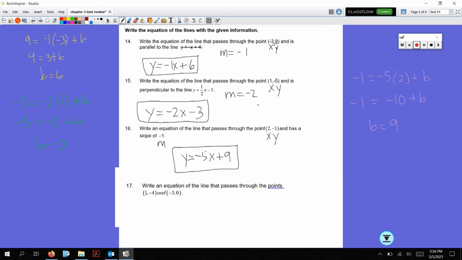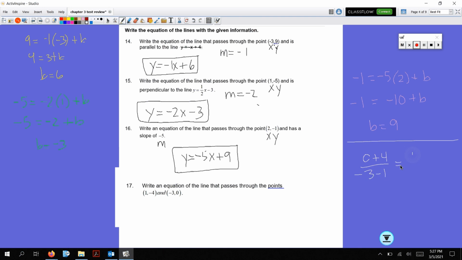Number 17 says, write the equation line that passes through the points. Well, what's the two things we need for an equation of a line? We need a slope. We need a y-intercept. So we better plug those points in and find the slope. All right, so first, let's find the slope. I'll just draw a line separate here. So 0 minus -4 is +4 over -3 minus 1.